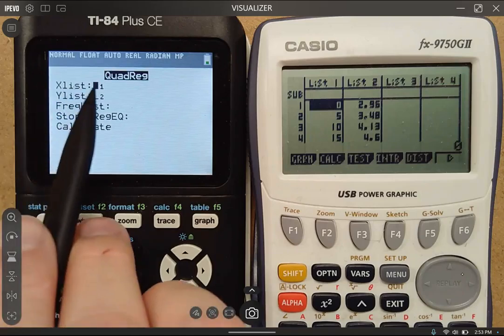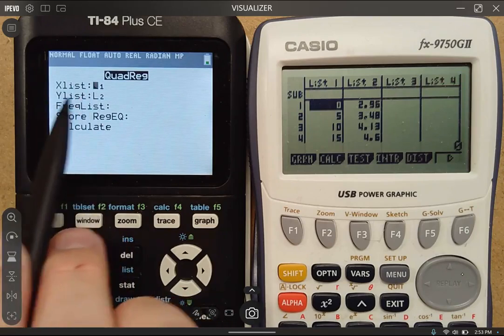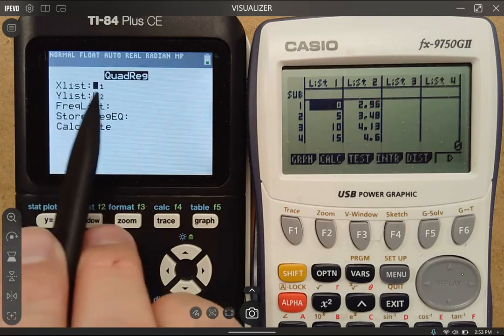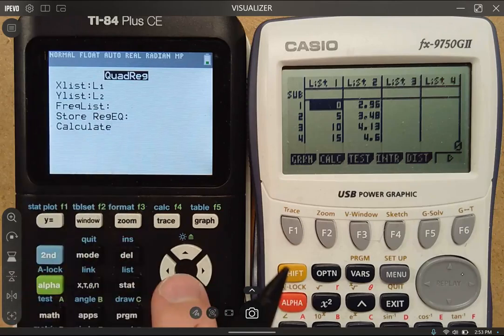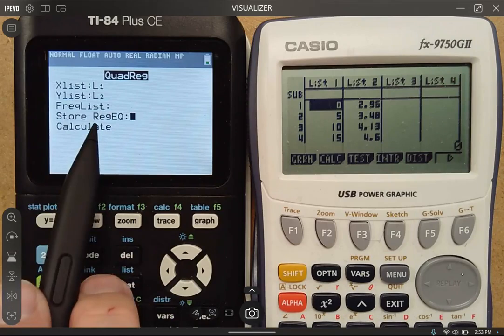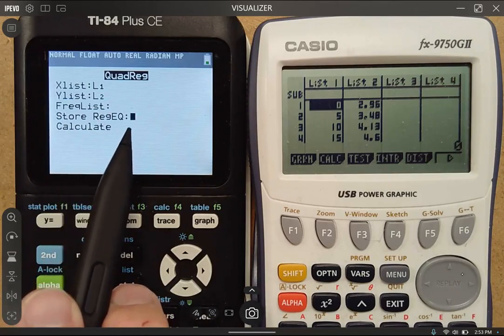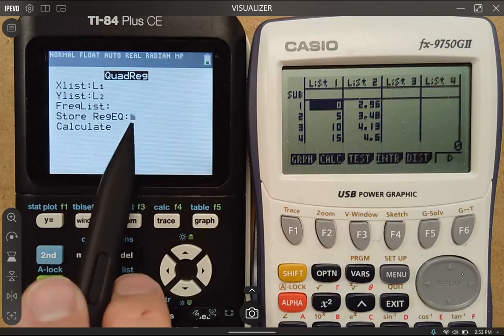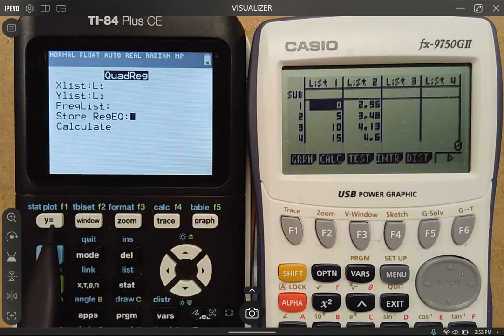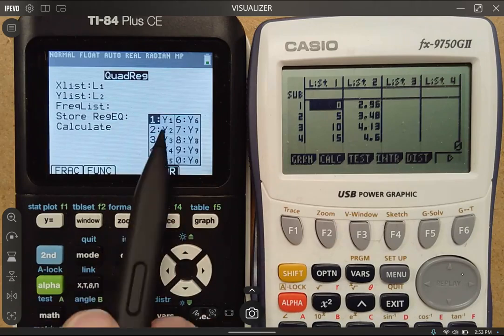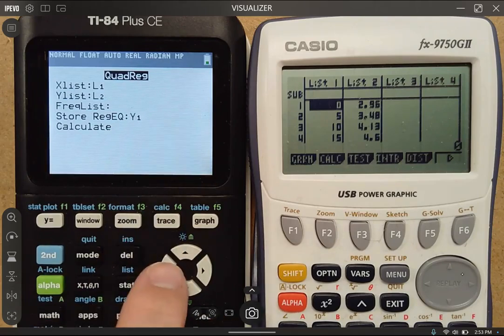Now on the TI, there's a little bit more that we have to do. The X list, Y list, you can leave those alone. Frequency list, all that, we go ahead and leave alone. I want to go down to store regression equation. There, you're going to say, I want this to be stored in one of our Y vars. You know how under Y equals we have Y1, Y2, Y3. We're going to store it into one of those. And this one, I'm just going to store it into Y1. So I'm going to go alpha trace for my shortcut to get Y1. And there I'm storing it in Y1.